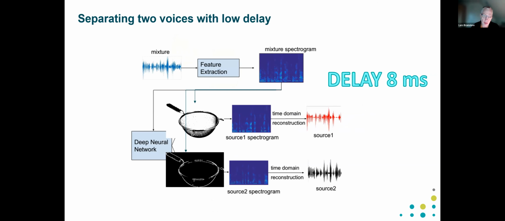The way it works is that we take the mixture of the 2 voices, extract a spectrogram, and feed the spectrogram to the deep neural network, which estimates a mask, really a ratio mask. It's shown here by the sieve and the inverted sieve. That means each bin in the mixture spectrogram is assigned to either source 1 or source 2, and then it's inverse transformed back into the time domain.